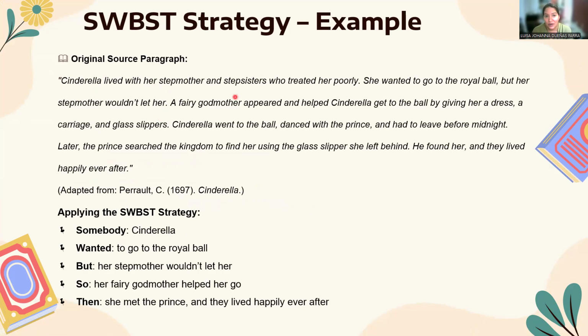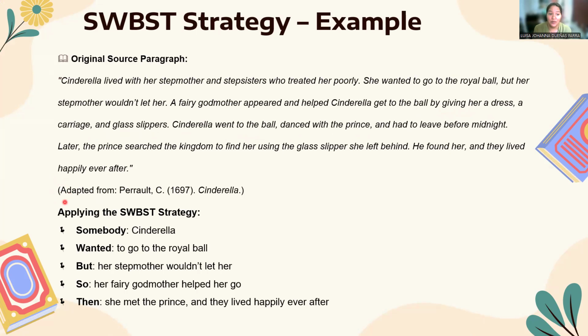Cinderella lived with her stepmother and stepsisters who treated her poorly. She wanted to go to the royal ball, but her stepmother wouldn't let her. A fairy grandmother appears and helps Cinderella get to the ball by giving her a dress, a carriage, and glass slippers. Cinderella went to the ball, danced with the prince, and had to leave before midnight. Later, the prince searched the kingdom to find her using the glass slipper she left behind. He found her, and they lived happily ever after. We have the source here.